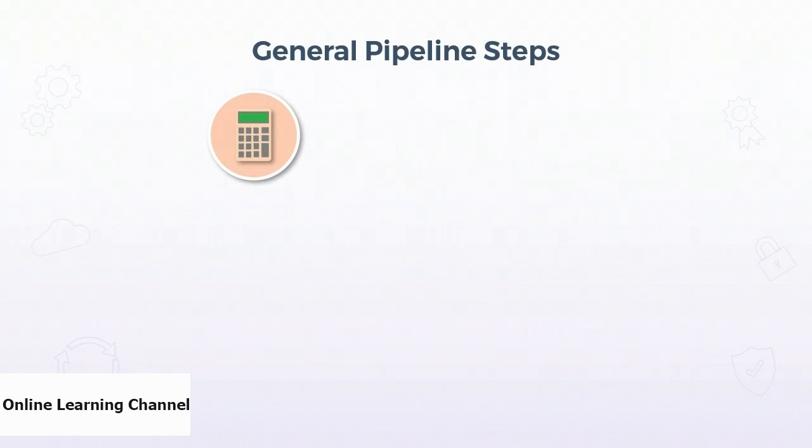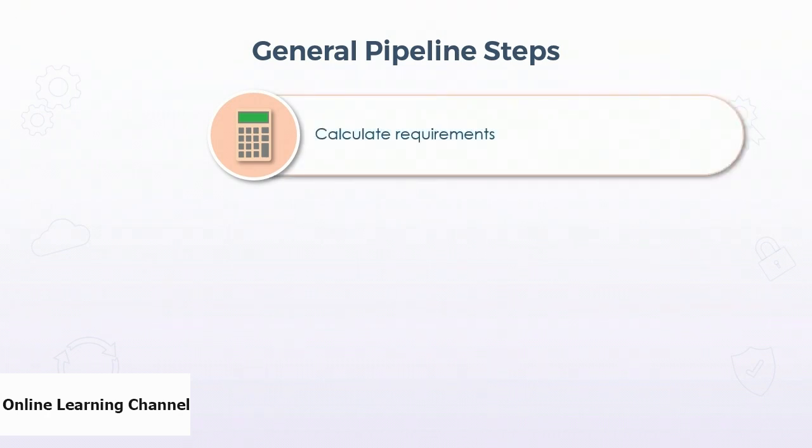Now, lastly, let's talk about what the high-level actions are after you've created your pipeline and you're set to run it. What does Azure ML actually do? Well, the first step is to go off and calculate those requirements. All the environments are evaluated and created. All the configured dependencies are pulled down and installed as necessary. The system itself is prepared for the pipeline execution.